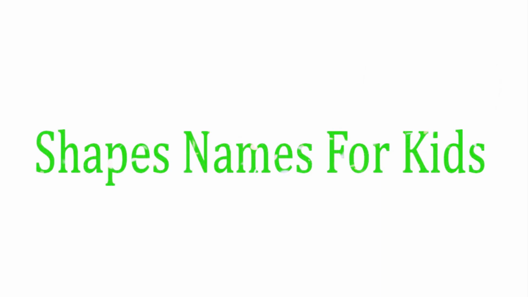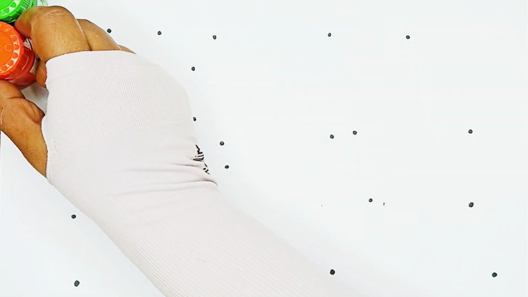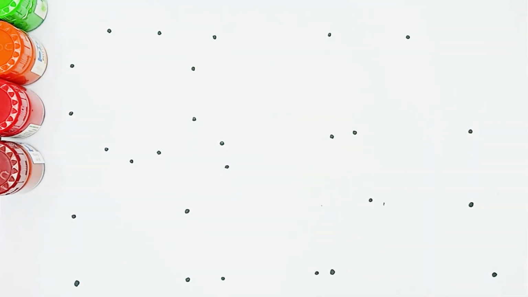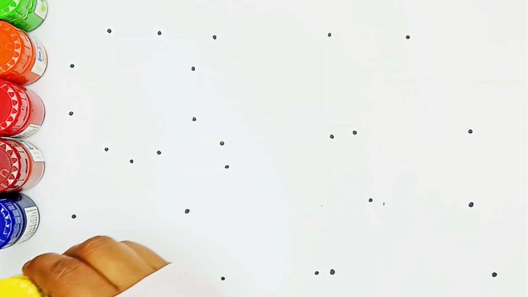Shapes names for kids. Green color. Orange color. Red color. Brown color. Mule color. Yellow color.